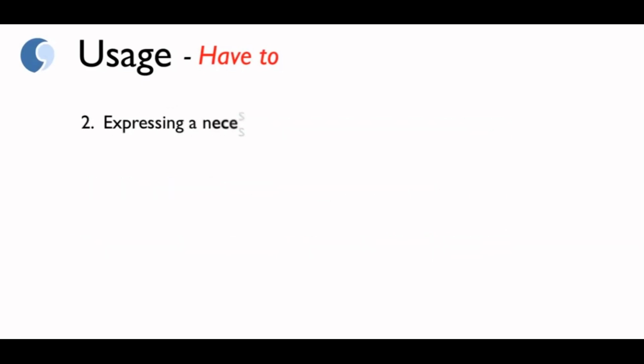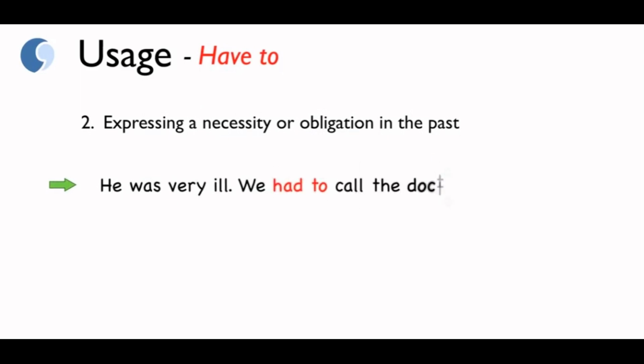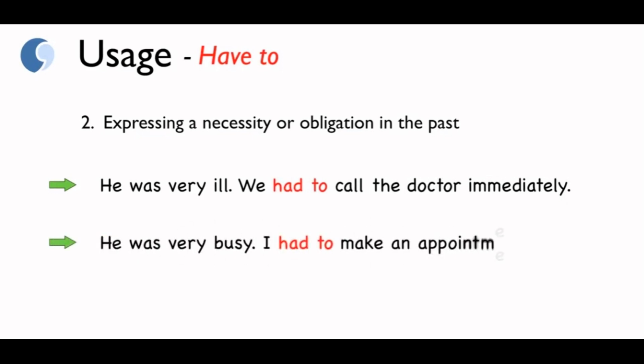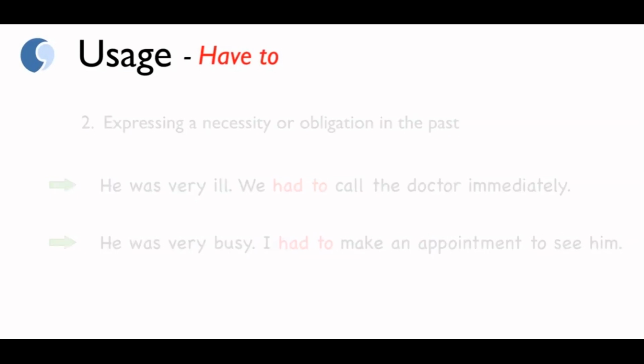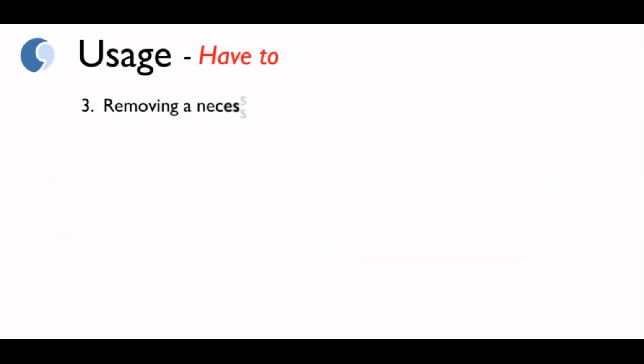So the second usage is to express a necessity or obligation in the past. He was very ill. We had to call the doctor immediately. He was very busy. I had to make an appointment to see him. So for what was a necessity in the past, we change have to to had to.